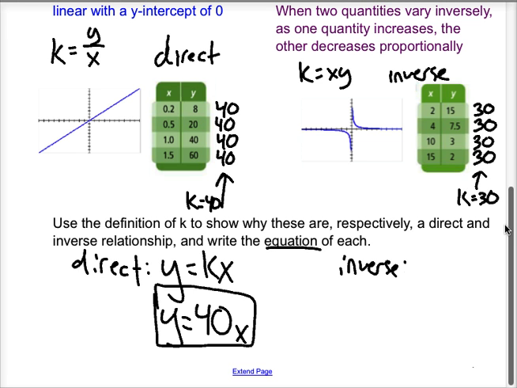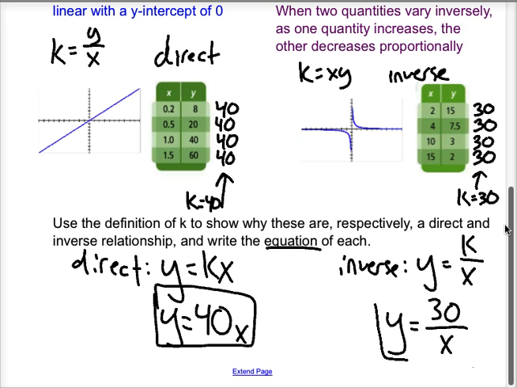But now, when I need to write the actual equation, remember, the actual equation is written in the form y equals k divided by x. Finding that k is not the equation. Plugging the k in is the equation. So the equation itself, to relate x and y, is 30 divided by x. And that is my equation for that table.